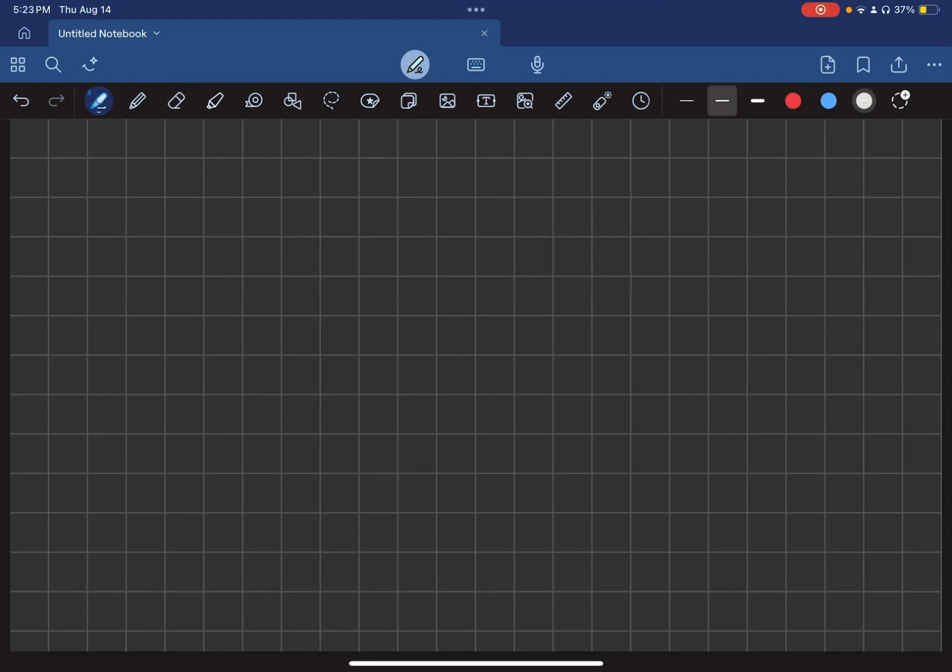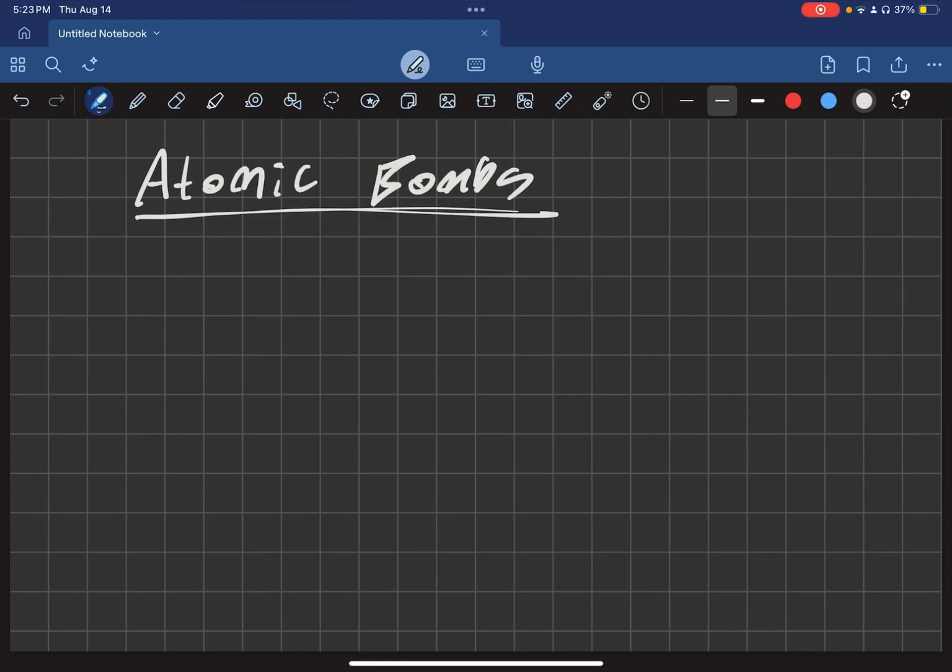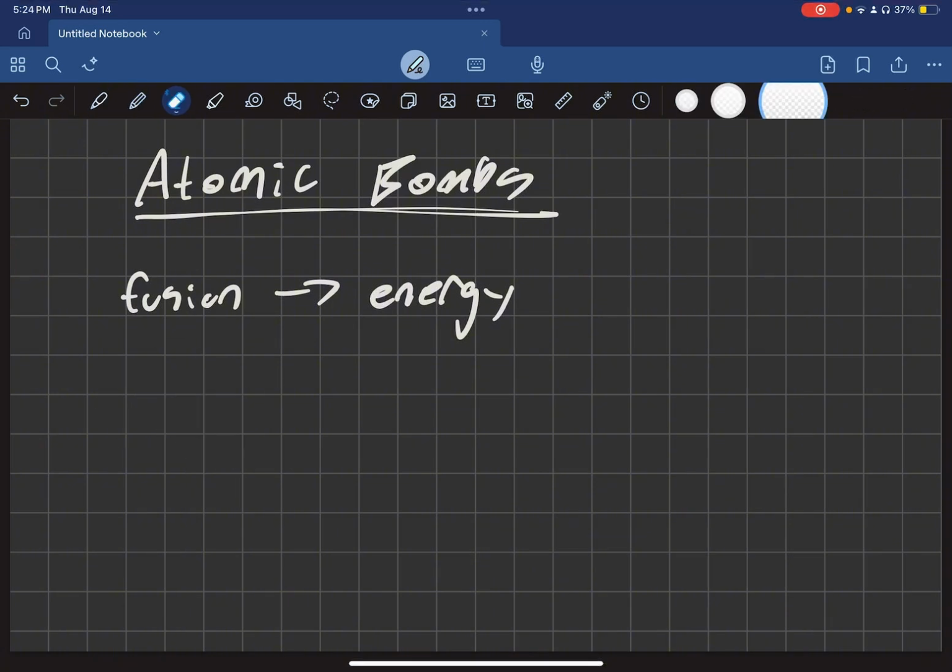So this brings us into a minor note that isn't really important, but I think it's really cool, and you might see it. This brings us into how atomic bombs work. How do atomic bombs work? And atomic energy more generally. So you might have heard that fusion gives energy and that fission gives energy.